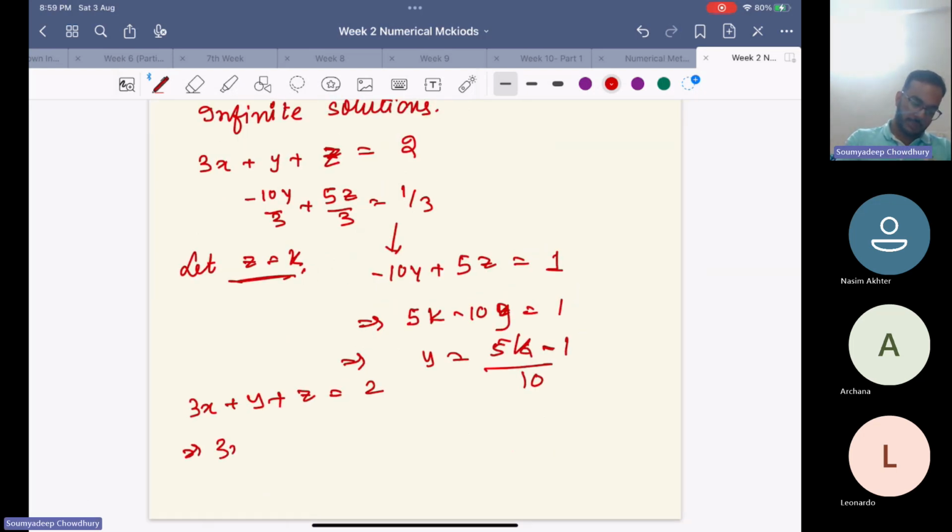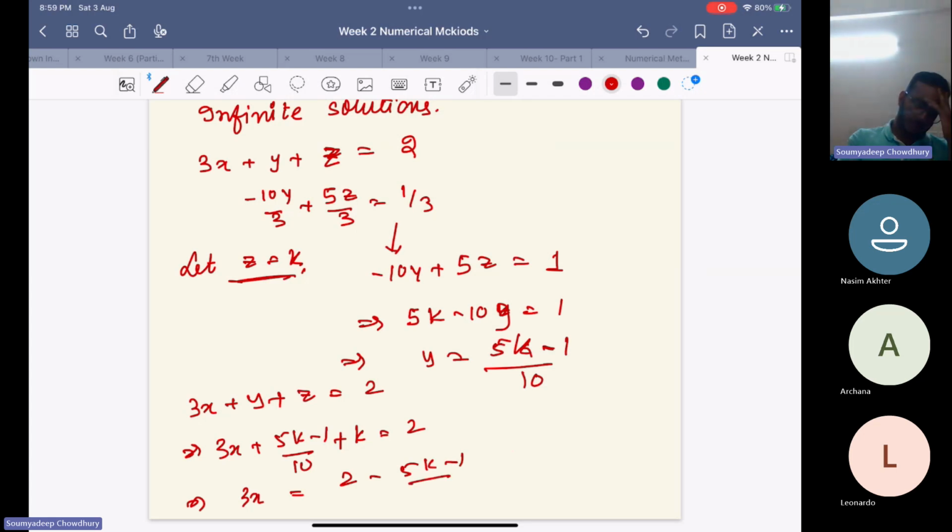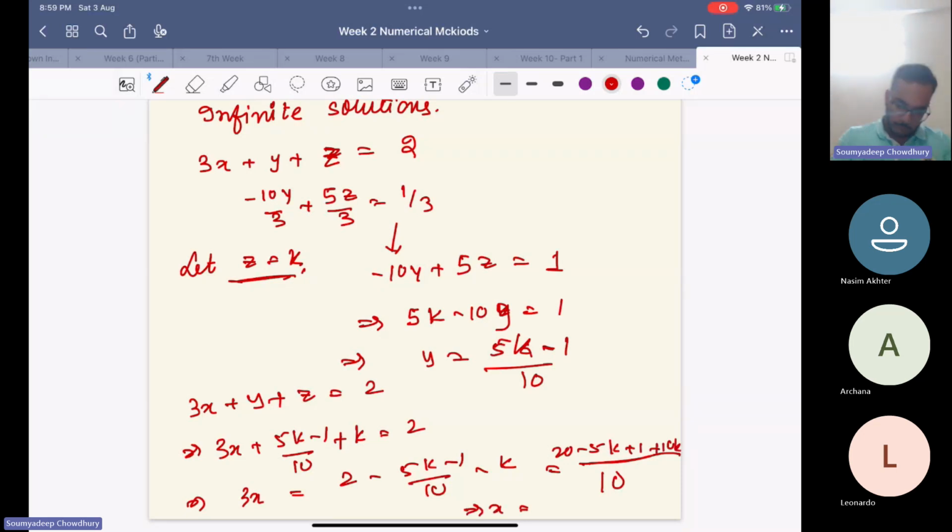And if I substitute here in 3x plus y plus z equal to 2, it is 3x plus (5k minus 1) by 10 plus k equal to 2. So 3x equal to 2 minus (5k minus 1) by 10 minus k. If I just simplify it, 20 minus 5k plus 1 plus 10k, so we'll get x equal to (5k plus 21) by 10. So x is equal to (5k plus 21) by 10, y equal to (5k minus 1) by 10, and z equals k.